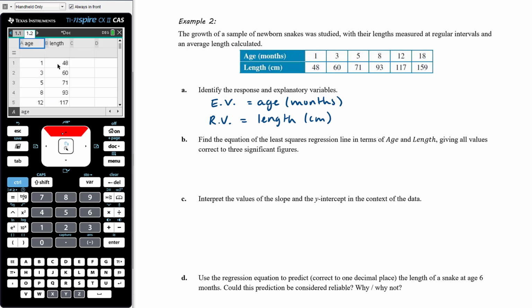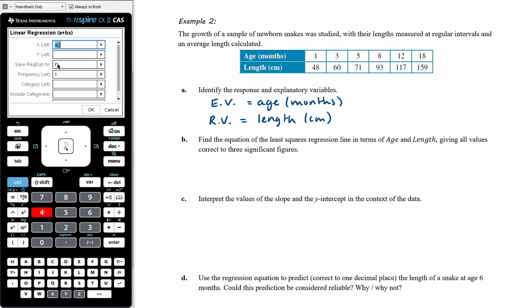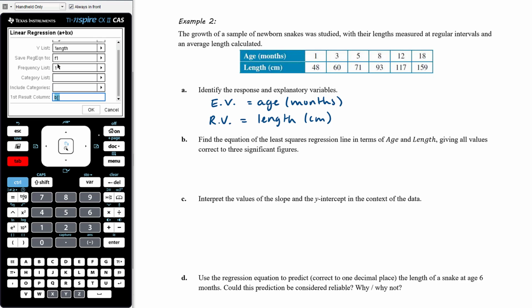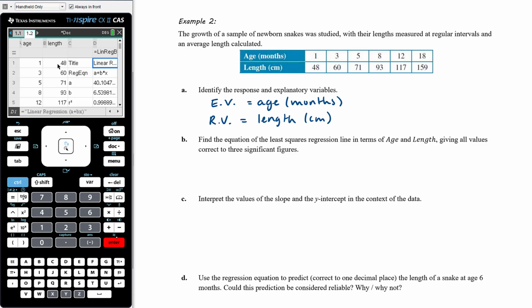So we need our regression equation. So menu 414. Our X list is age, and our Y list is length, our response variable. Tabbing down to the bottom here. Now we don't want the results in column B. We've got data in column B, so we want the results in column C. Alright, so here we've got our regression equation information.